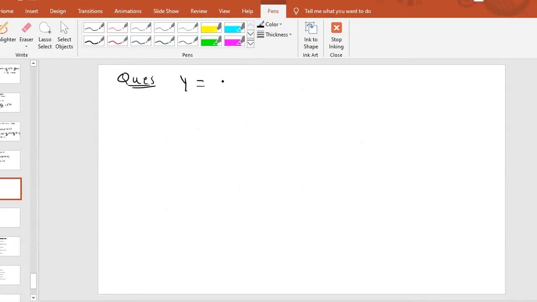y is equal to sin x into cos x. Find d2y by dx square. Okay, wait. It would be difficult. Let me change the question here. I think I have not given the example for log x. So take one example for log x. Okay, y is equal to x into ln x.